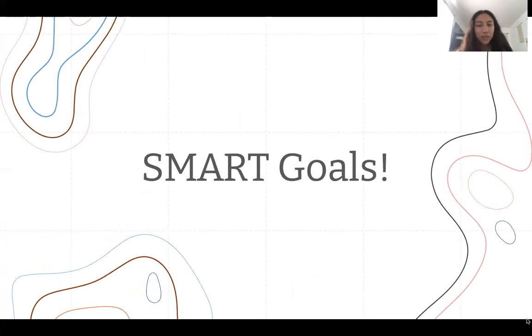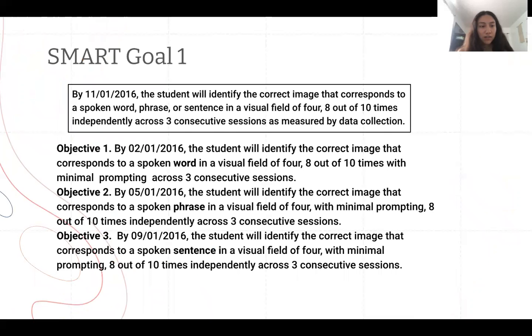Okay, so now we're going to be talking about the SMART goals. SMART goal number 1 is by November 1st, 2016, the student will identify the correct image that corresponds to a spoken word, phrase, or sentence in a visual field of 4, 8 out of 10 times independently across 3 consecutive sessions as measured by data collection.